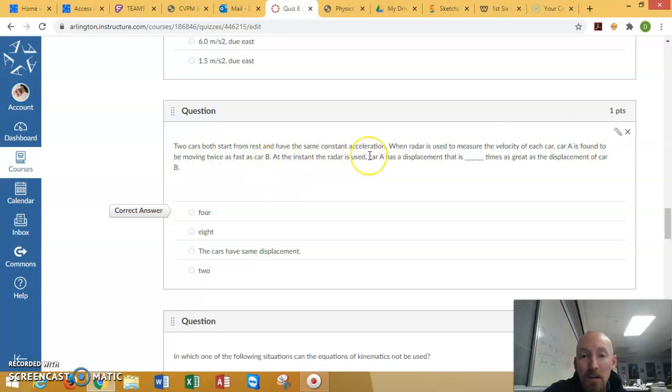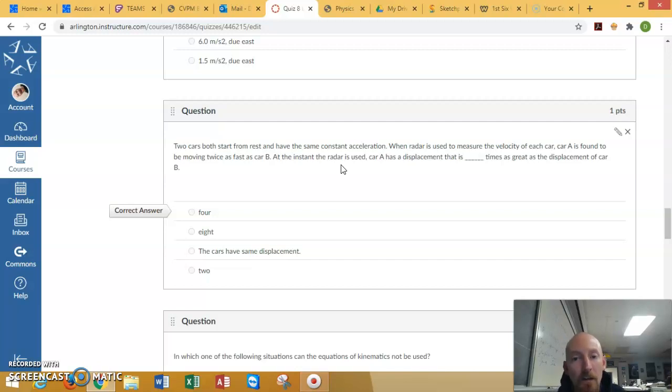At that particular instant, these cars were already moving, at that moment in time that this radar is used. So the way I see this is, there's a cop way down here, and he has one of his little radar guns, right? And these cars start from rest, and they start driving with the same constant acceleration. Okay. At some point, radar is used. Car A is found to be moving twice as fast as car B.